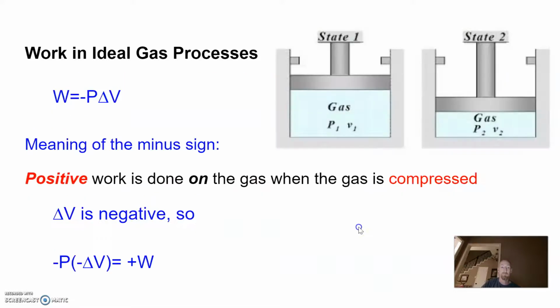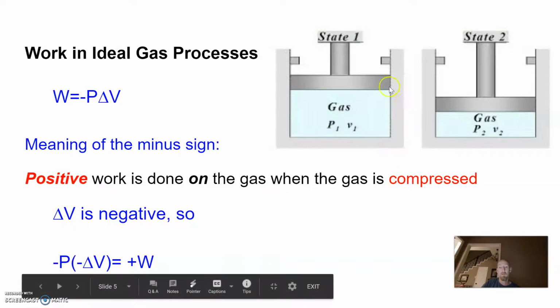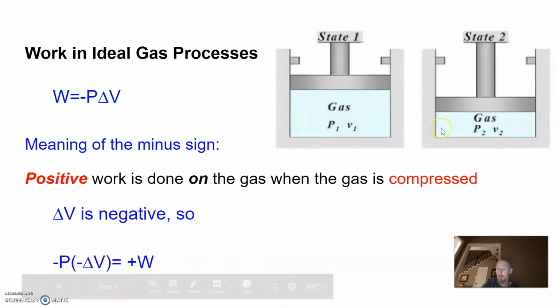Here's what we'll do. Positive work is done on the gas when the gas is compressed. So if we compress a gas, we have a negative volume change. We had a bigger volume before, we have a smaller volume after. Volume is going to see a negative change, and so when you take a minus and multiply by a minus, you get a plus. And we'll say positive work is done on the gas when the gas is compressed. So when we have a negative volume change, we will call this positive work on the gas.